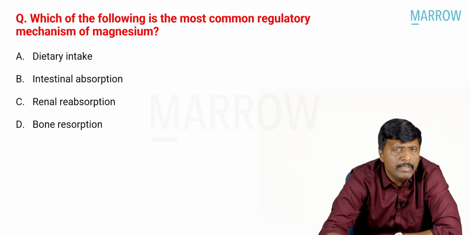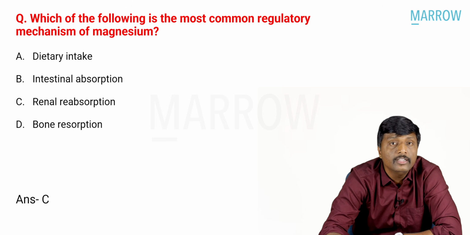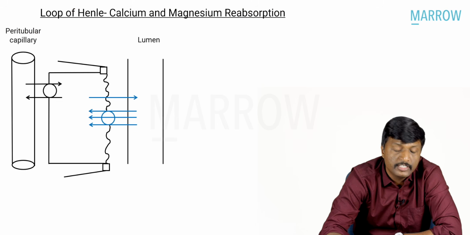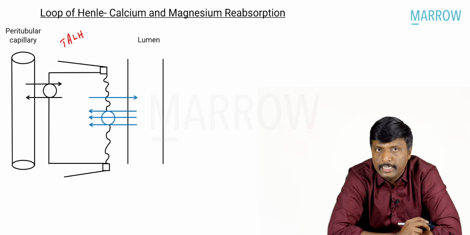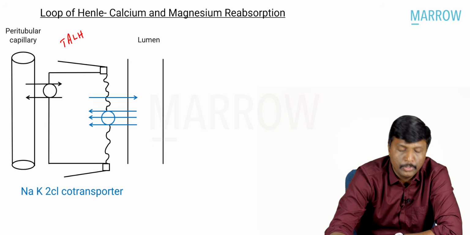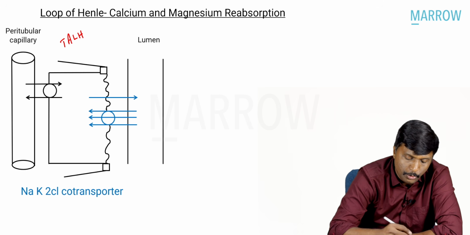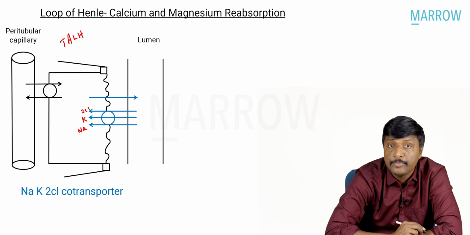Magnesium balance is always about the kidney. The answer is renal reabsorption. A very beautiful concept. Look here. This is our thick ascending loop of Henle, where we have our sodium potassium 2 chloride cotransporter. So, who will come? Sodium, potassium, 2 chloride.